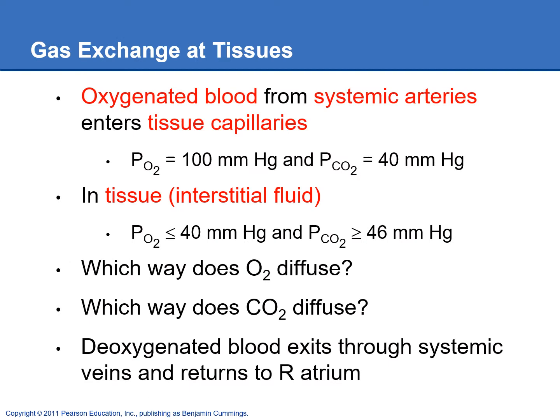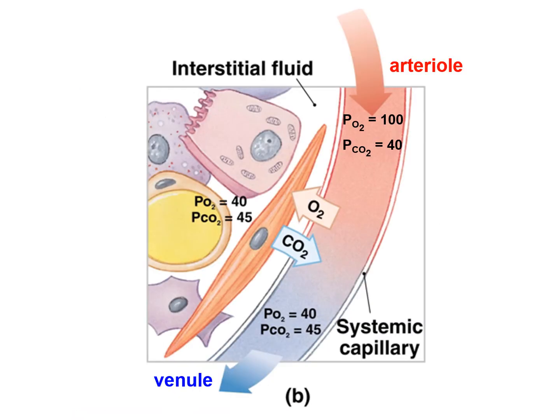Let's take a look at gas exchange of the tissues, and we'll look at a picture for this. The oxygenated blood in the systemic circuit is going to be brought into the tissues by arterioles, and then in the capillaries, the oxygen and carbon dioxide are just going to move down their partial pressure gradients, so going from high to low partial pressure. So oxygen is going to be much higher in the blood than in the tissue, so oxygen will diffuse from the blood into the tissues down the partial pressure gradient.